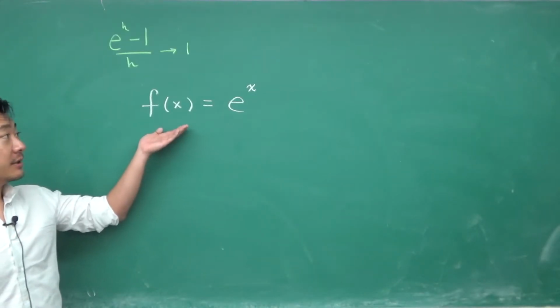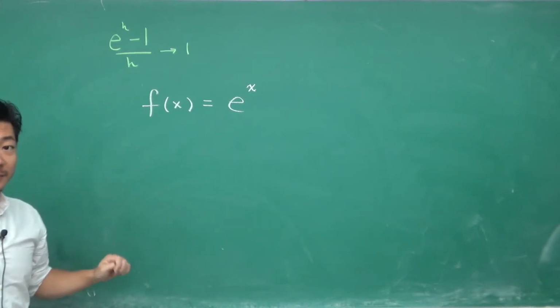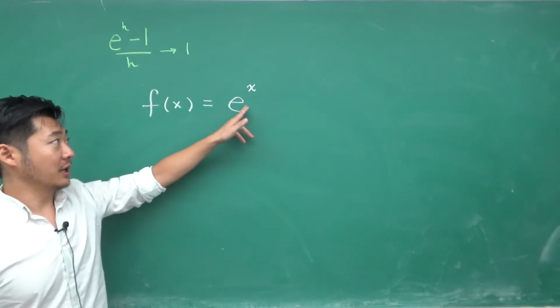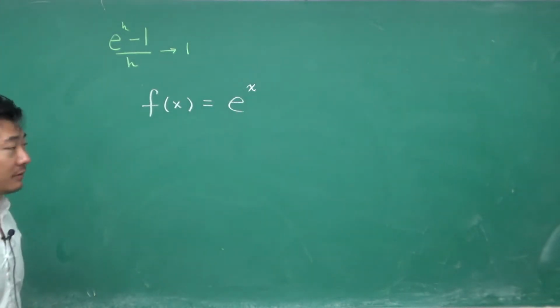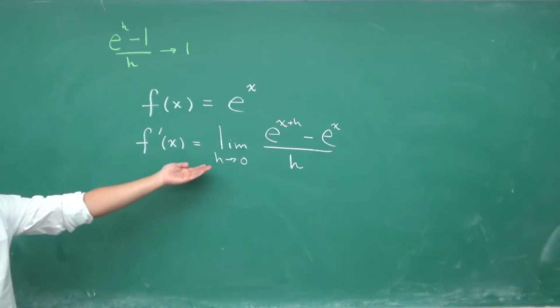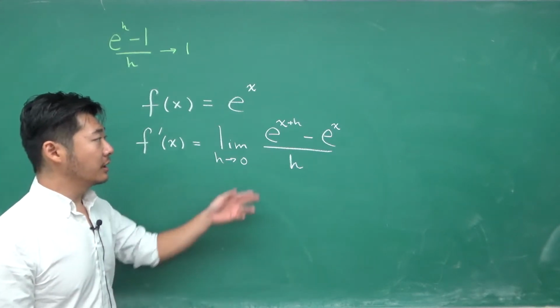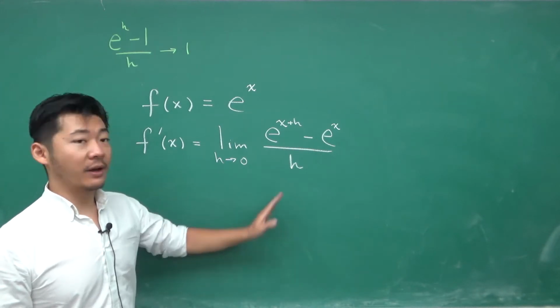Now let's consider the function f of x equals e to the x. This is the exponential function. When you plug in different values of x, you exponentiate e to different values. And now let's take the derivative. Using the definition of the derivative, we want to evaluate the limit as h goes to 0 of (e to the x plus h minus e to the x) divided by h.